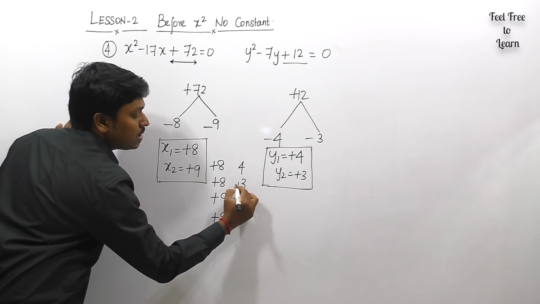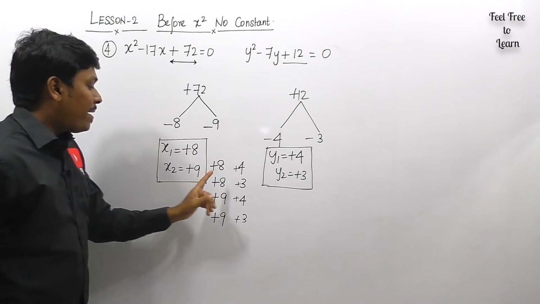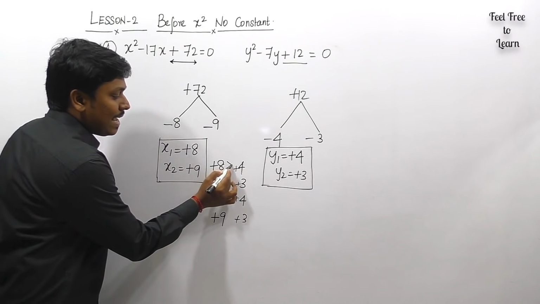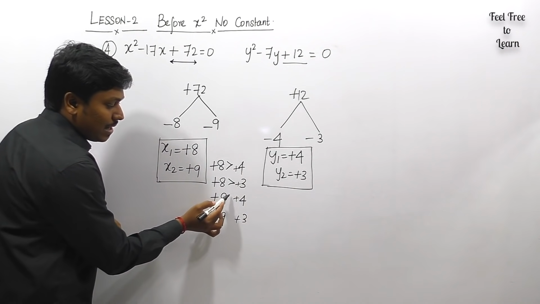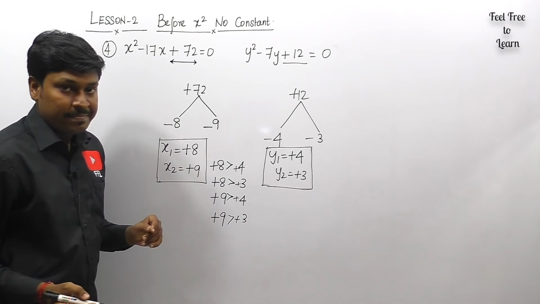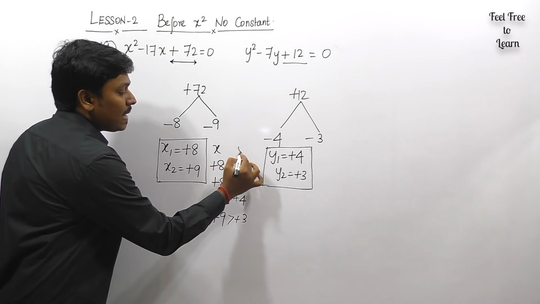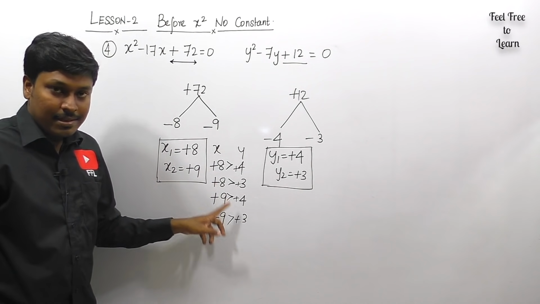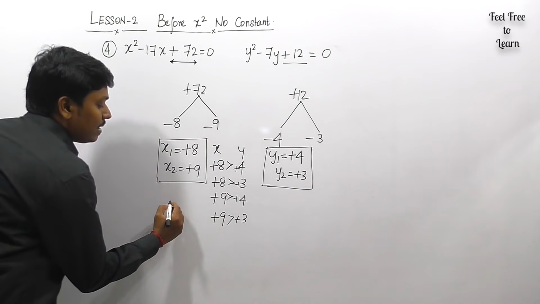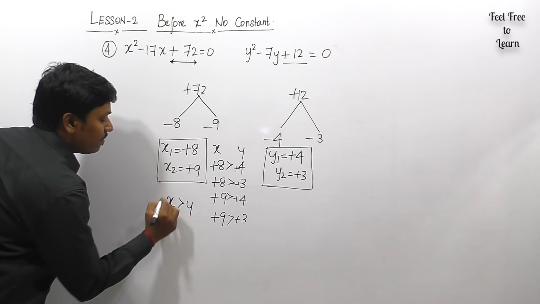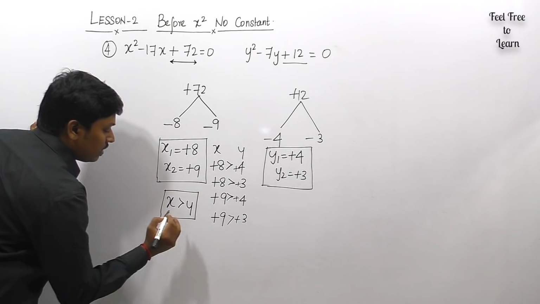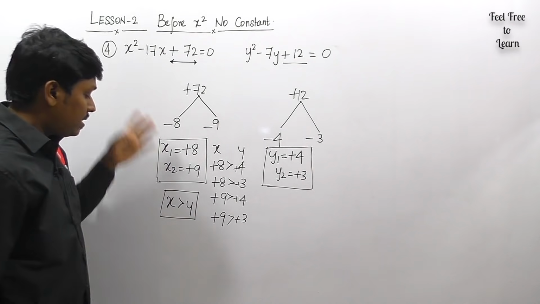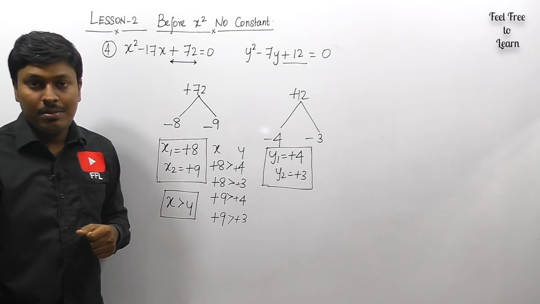So all the values are positive. So friends, while comparing, 8 and 4, we can say that 8 is greater than 4, 9 is greater than, again 9 is greater than. By comparing all the x values with y values, x is greater than y, again x is greater than y. So we can say that the relationship between x and y will be x greater than y. So finally we got the answer for question number 4, that is x greater than y.